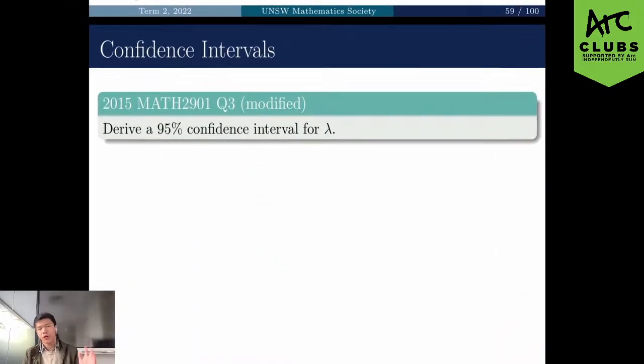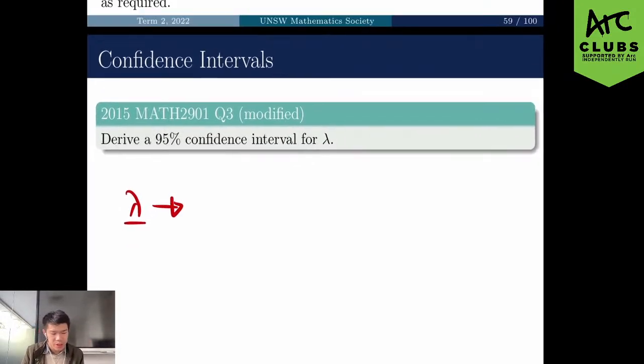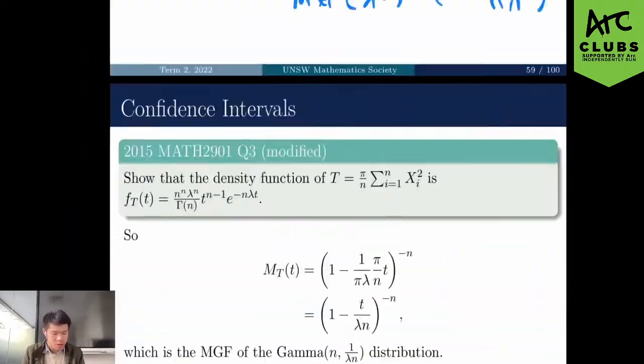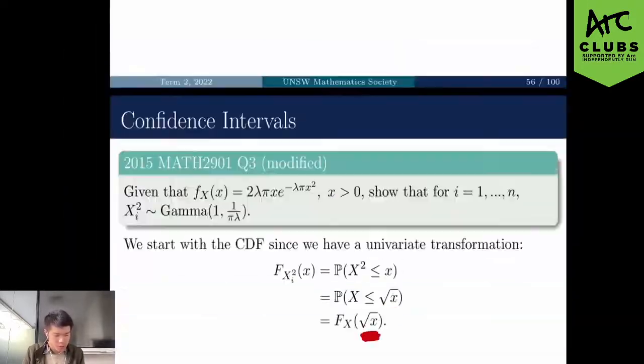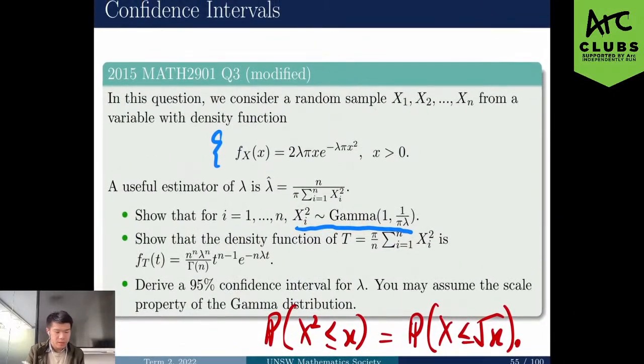Okay, this is the part we'll go through thoroughly because it's relevant to what we just talked about. We want to find a confidence interval for lambda. We'll start off with an estimator of lambda. In the question, they gave us a bit of a hint: a useful estimator of lambda is lambda hat equals this. In your confidence interval, you generally start with an estimator of that random variable.